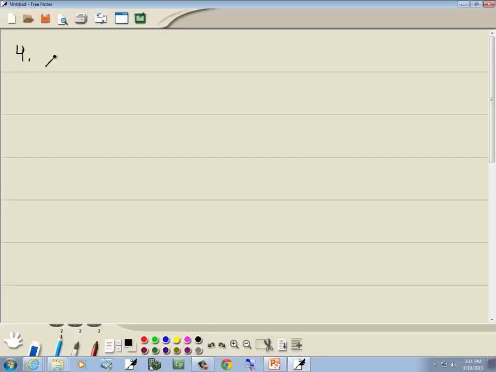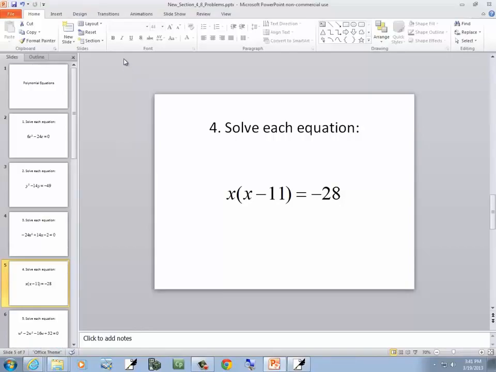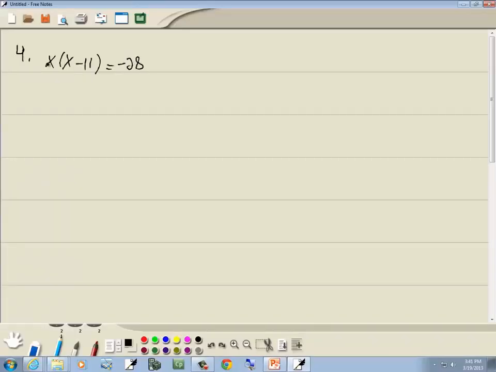So you got x times x minus 11 equals negative 28. Now I always tell my class, well, this is already factored. So can we set each factor equal to 0, set x equal to 0, and x minus 11 equal to 0? Some people catch it right away, some don't. It doesn't have a 0 on the right side, does it? Or any side. It's zero factor property. Zero factor says you need to get 0 on one side first.